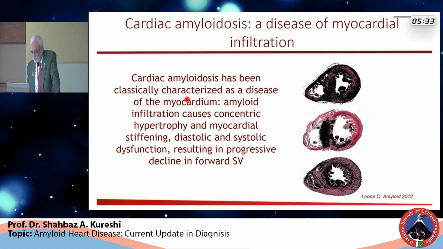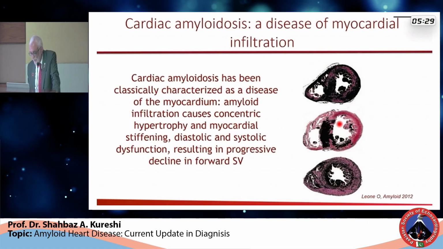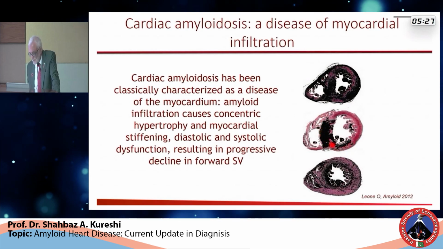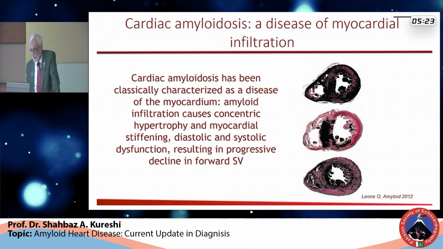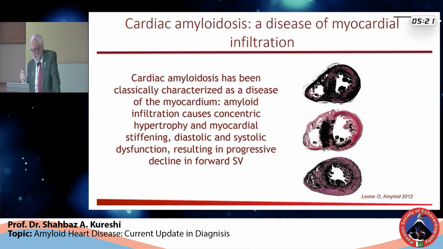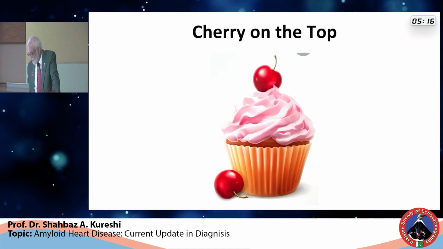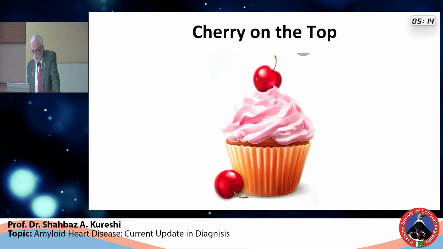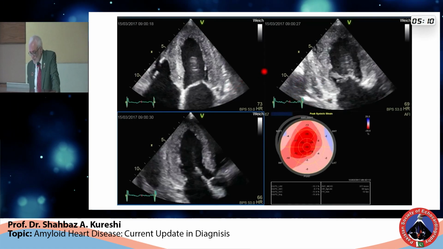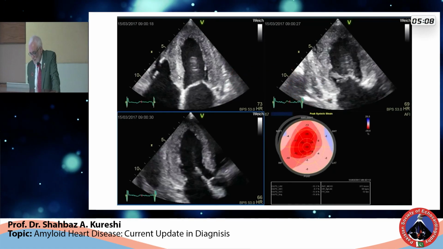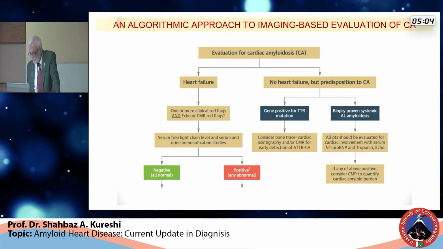Cardiac amyloidosis has classically been characterized as a disease of the myocardium. You see it is present in the myocardium, but it infiltrates the valves. So from the myocardium, it has become a disease of the valves and of the interatrial septum. And this is what is meant by the cherry on the top, where it is spared. And this is a classical case of amyloidosis where you have the bullseye appearance of apical sparing.